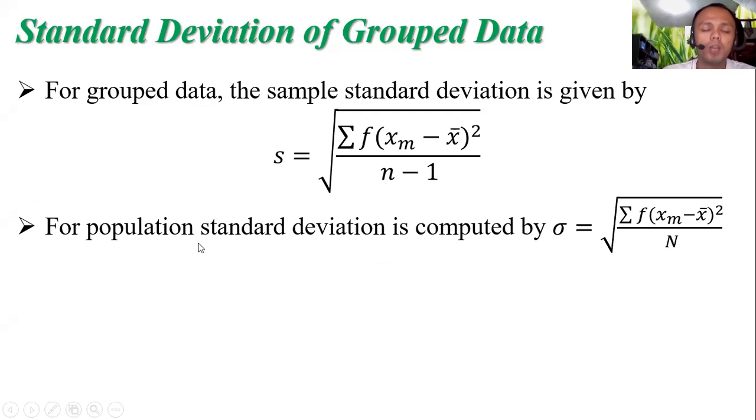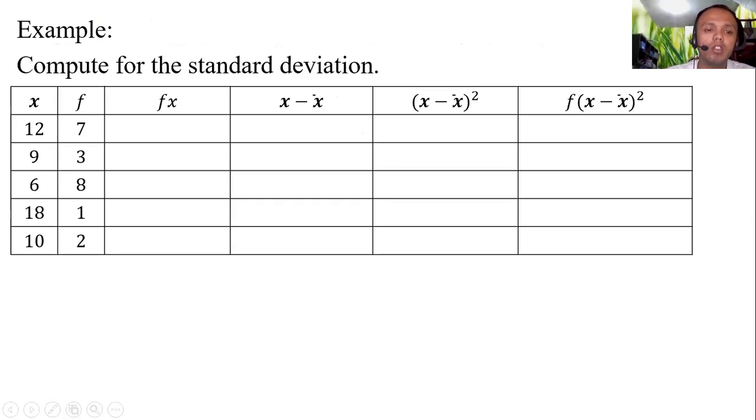And then for the population standard deviation, this is our formula. They are the same, the only difference is in the n. Then now, compute for the standard deviation.